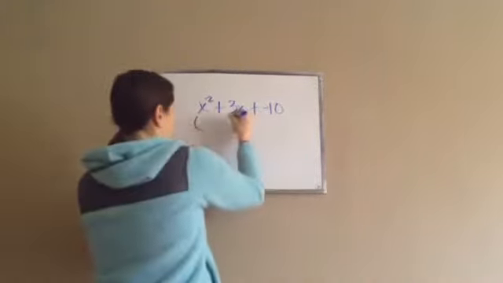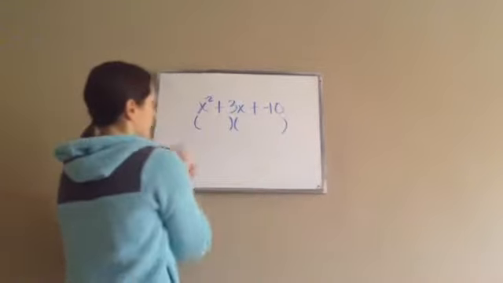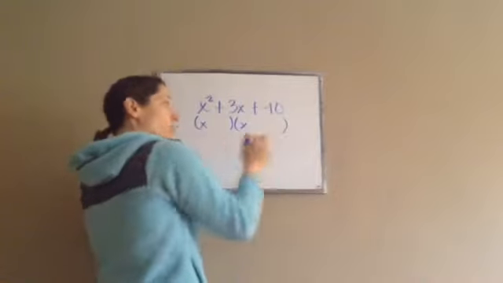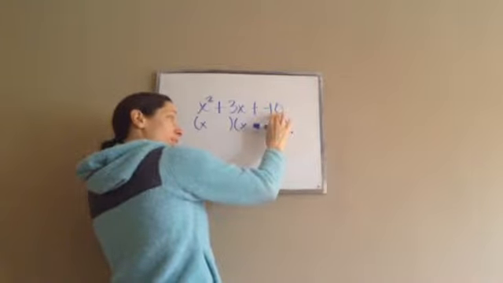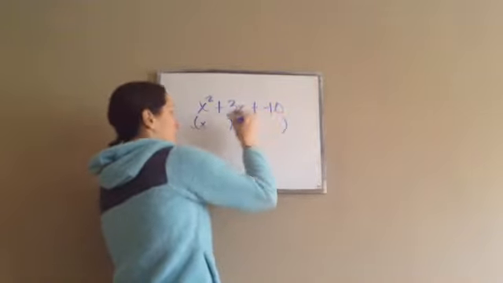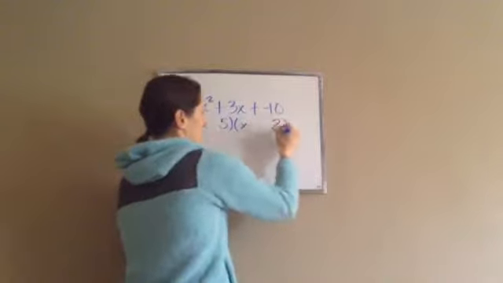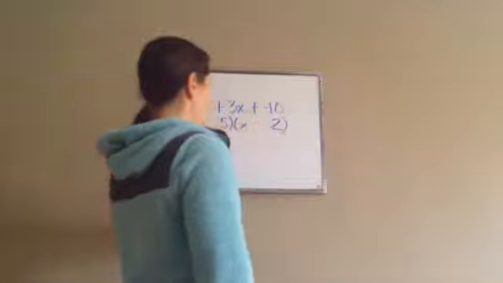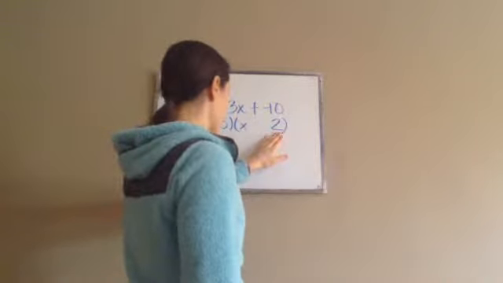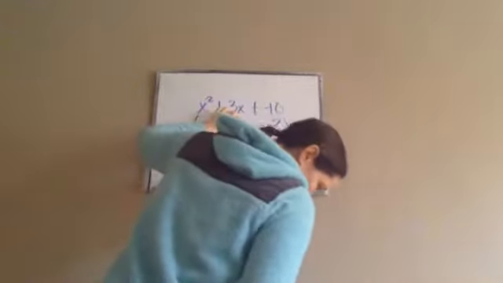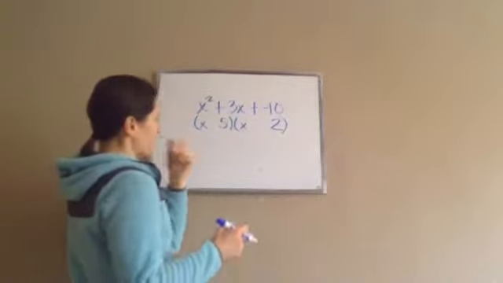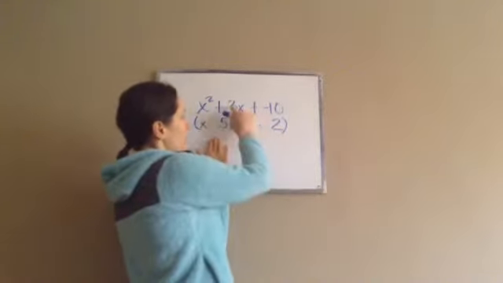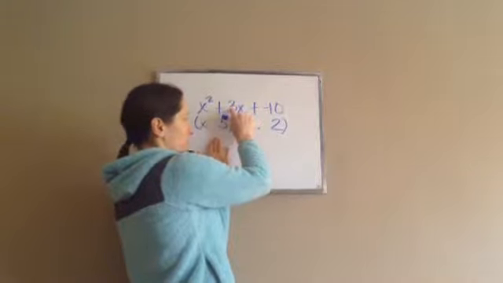Now, let's try this. What makes x squared? x and x. What can I multiply blank times blank that would equal 10? 5 and 2, right? Because 5 times 2 is 10, and if I add or subtract 5 and 2, it would give me 3, right? So let's try this, okay? Now basically what I'm asking myself is, what can equal a positive 3?